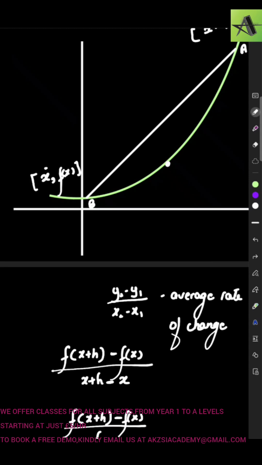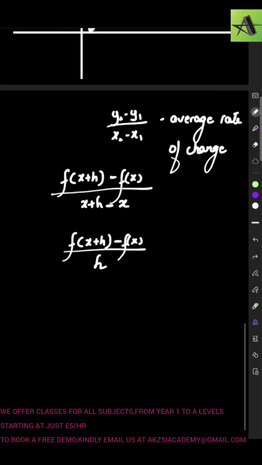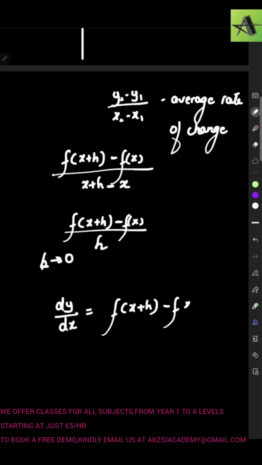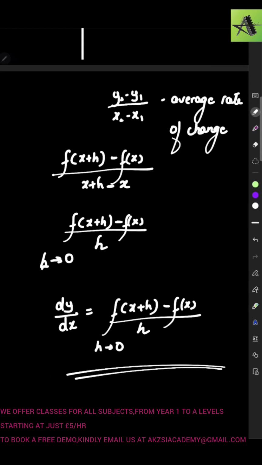And how do the 2 different points become a single point? If h becomes 0. And that's why I'll write h tends to 0. That means when it finally reaches there, we'll get dy over dx. So by first principle, dy over dx is the limit as h tends to 0 of f of x plus h minus f of x over h. This is your first principle.